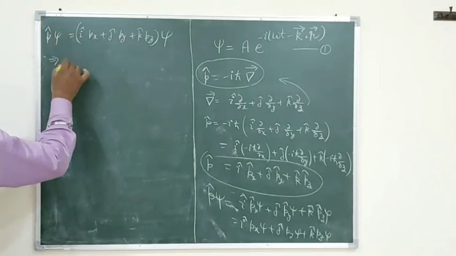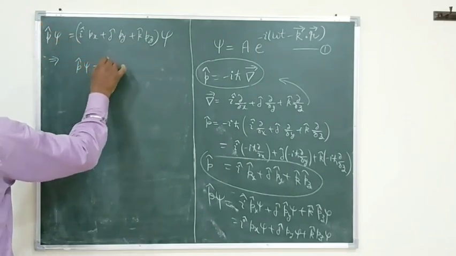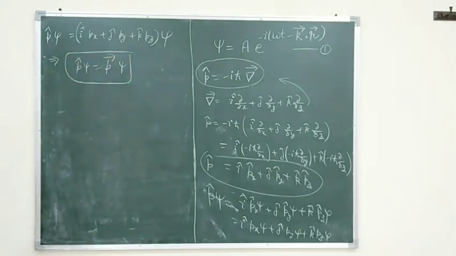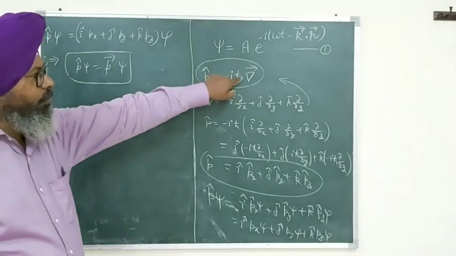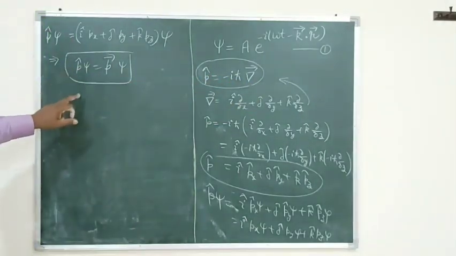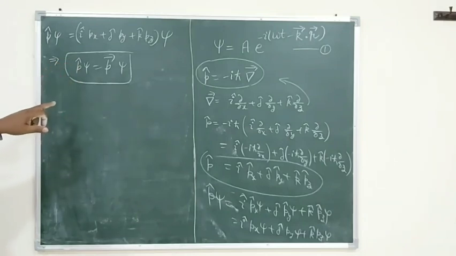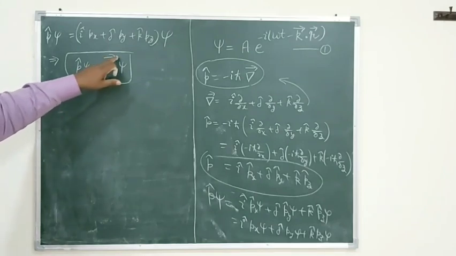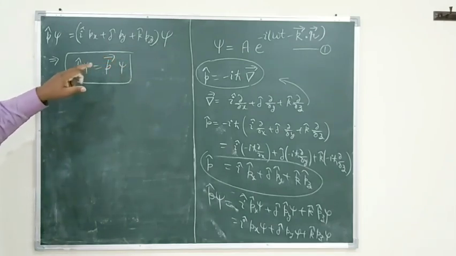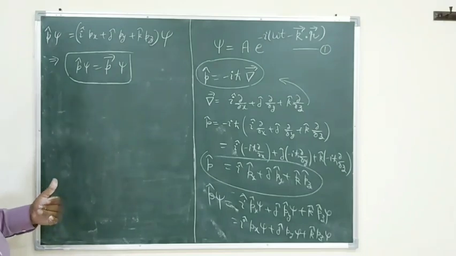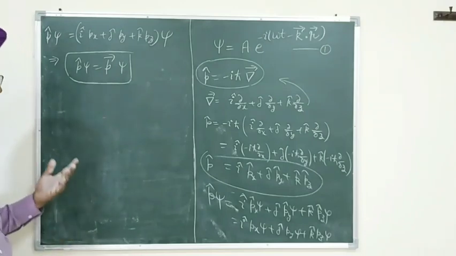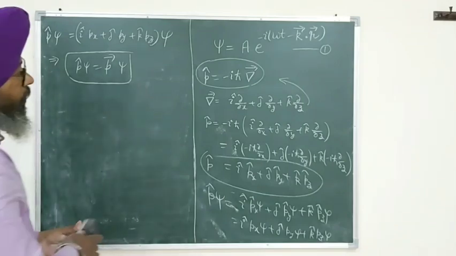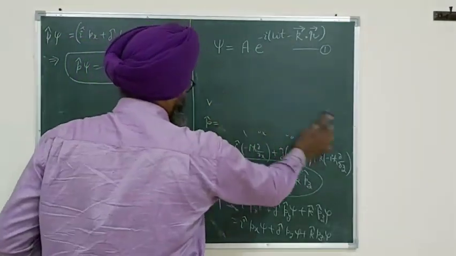Now see what is the end result. p cap psi is equal to p vector psi. This is again an eigenvalue equation. So p cap, which is equal to minus iota h cross del vector, is therefore an eigenoperator for the total linear momentum of the object. Kindly remember, it includes direction also. So this operator not only gives the magnitude, but it also gives the direction of the total linear momentum of the object. So let me go to the next example, that is called the Hamiltonian operator.